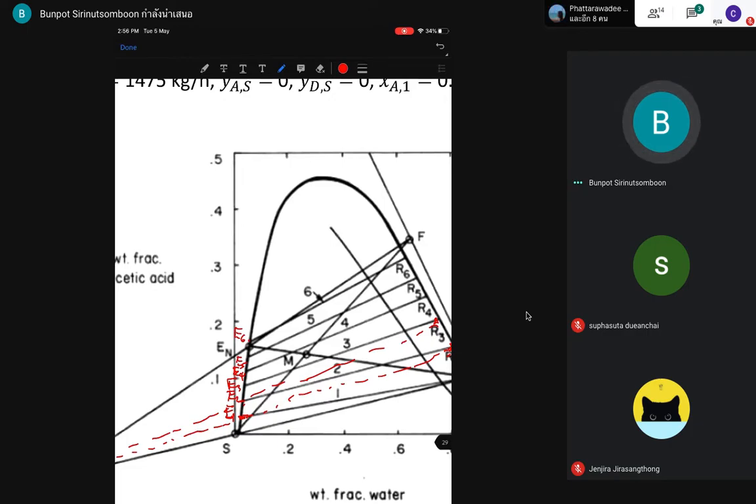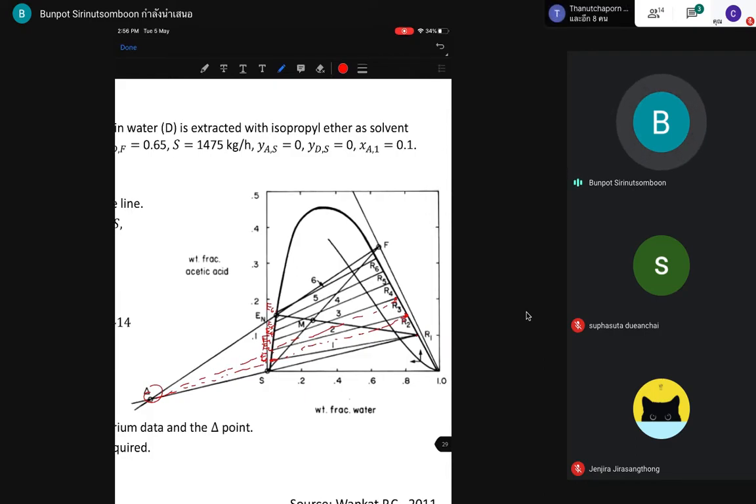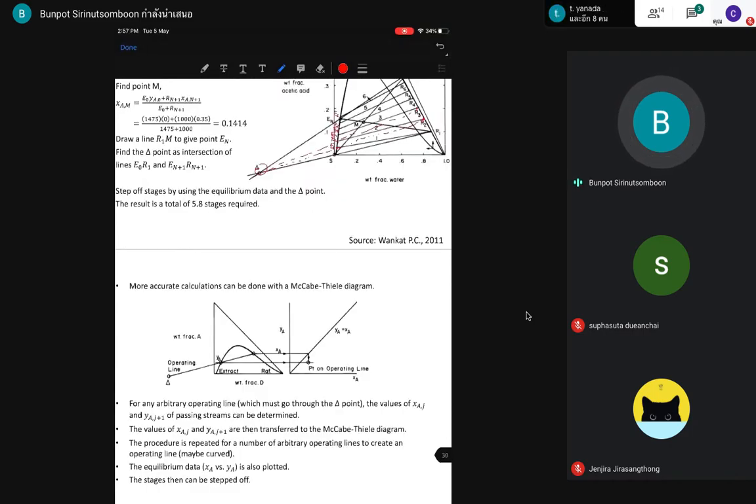So that's how you use the delta point and the ternary, or triangle, diagram to find the number of stages. This is one technique. Another technique is to use a combination of the triangular diagram and the McCabe-Thiele diagram, like this.